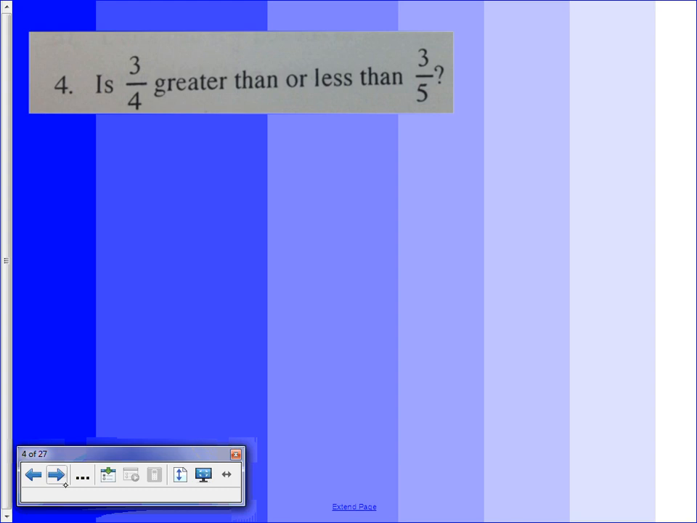We'll keep on cruising here. Is 3/4 greater than or less than 3/5? Now this problem right here, we have to find a common denominator again. It's just worded a little bit differently. But we have to have these fractions look the same. 4 and 5, what number do they both go into? They both go into 20. So 20 is my common denominator.